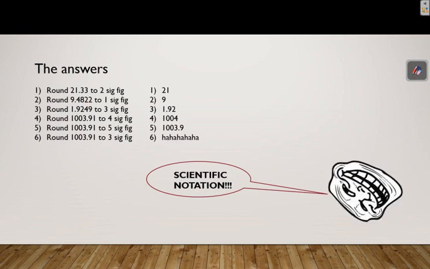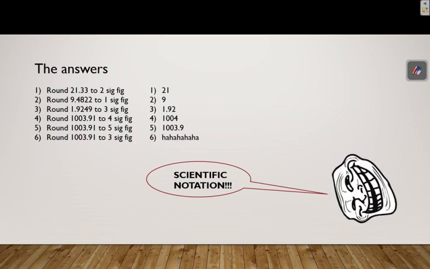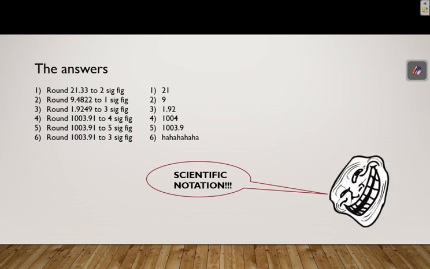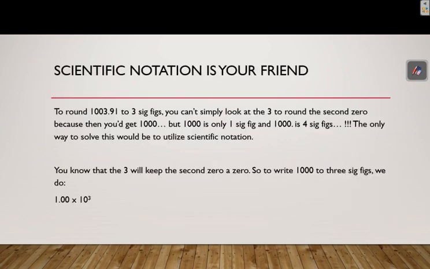This is kind of the reason why we harp on scientific notation and significant figures together. It's because scientific notation is your friend. Now, to round 1003.91 to 3 sig figs, you can't simply look at the 3 to round the second 0, because then you'd get 1,000, and 1,000 is only 1 sig fig, but if you put a decimal point at the end of it, that gives you 4 sig figs.